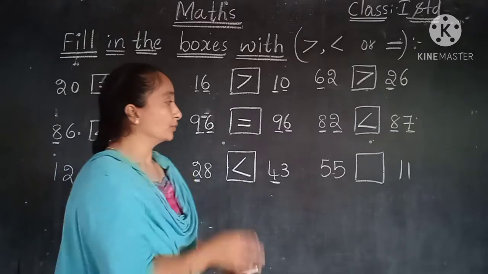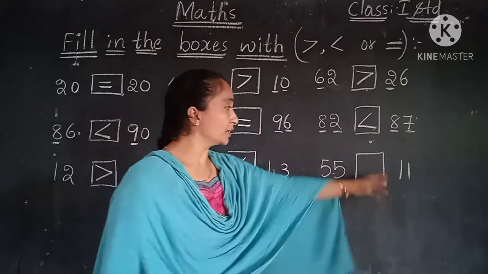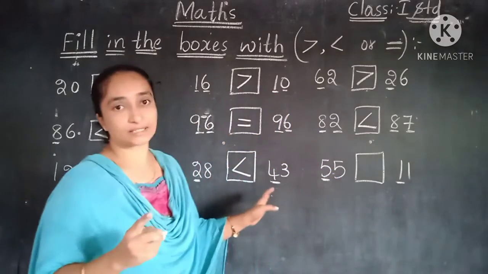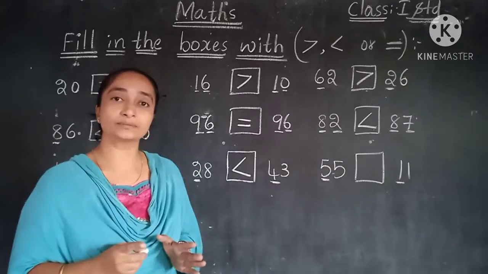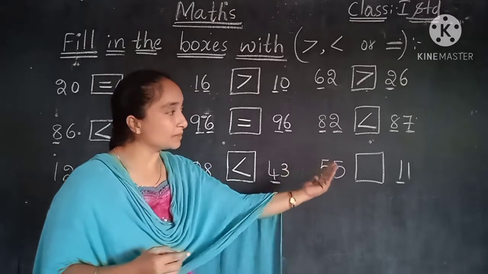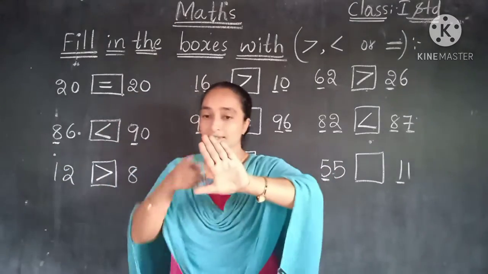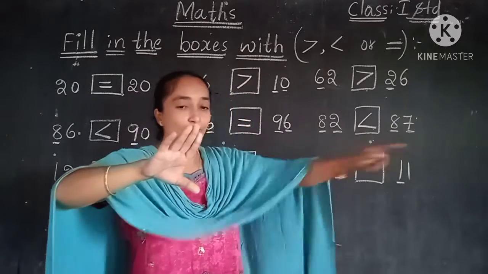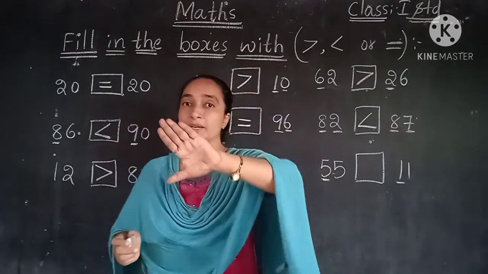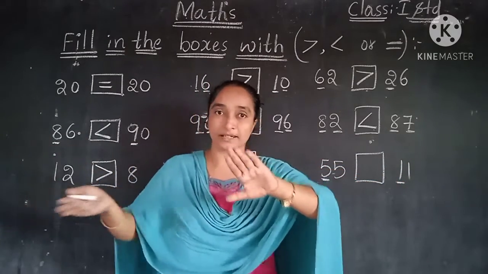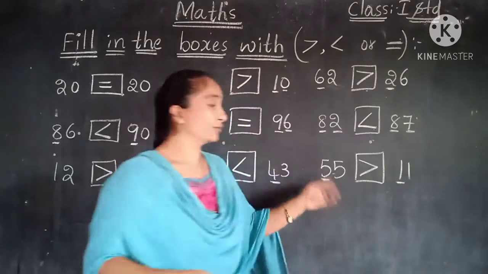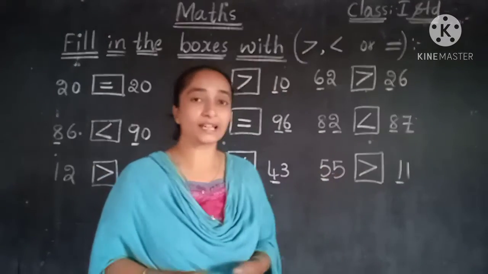Okay children? Now 55 and 11. So the first tens place 5 and 1. 5 or 1, which is the big one? 5 is the big number. So this side we have the big number, means the symbol must be this side. It must open like this side. The big number is that side, so the hand must open this side. If the big number is this side, so this must be open this side. So 55 is greater than 11.